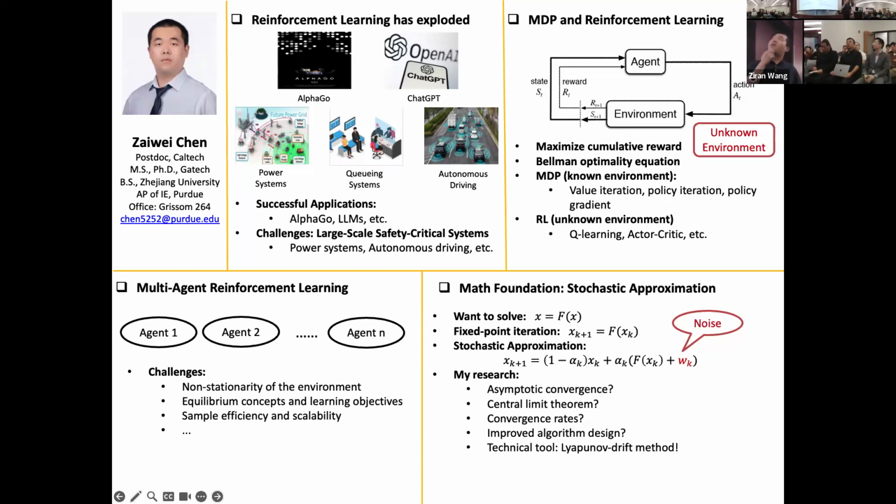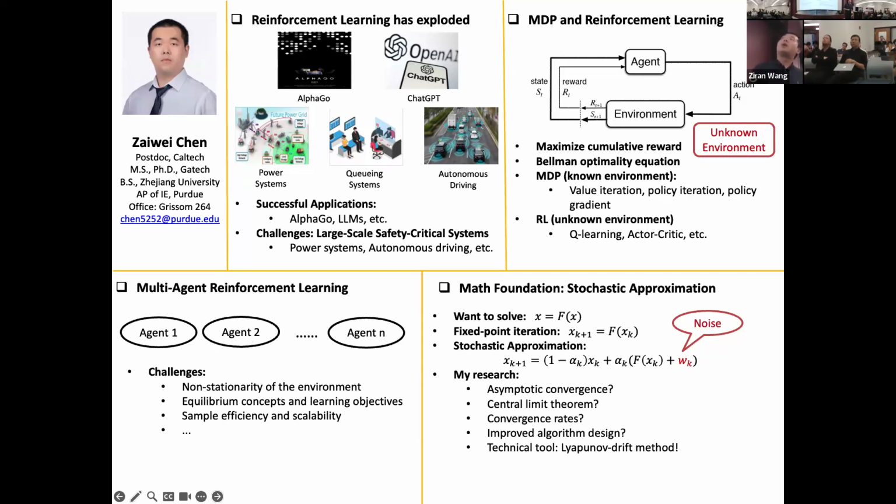So let me start with the motivation. Reinforcement learning has exploded in the last decade. It started around 2015 when DeepMind developed AlphaGo, a superhuman AI Go player that beat the best human player in the world. And then the most recent large event in reinforcement learning is the development of reinforcement learning with human feedback that was used in all these large language models.